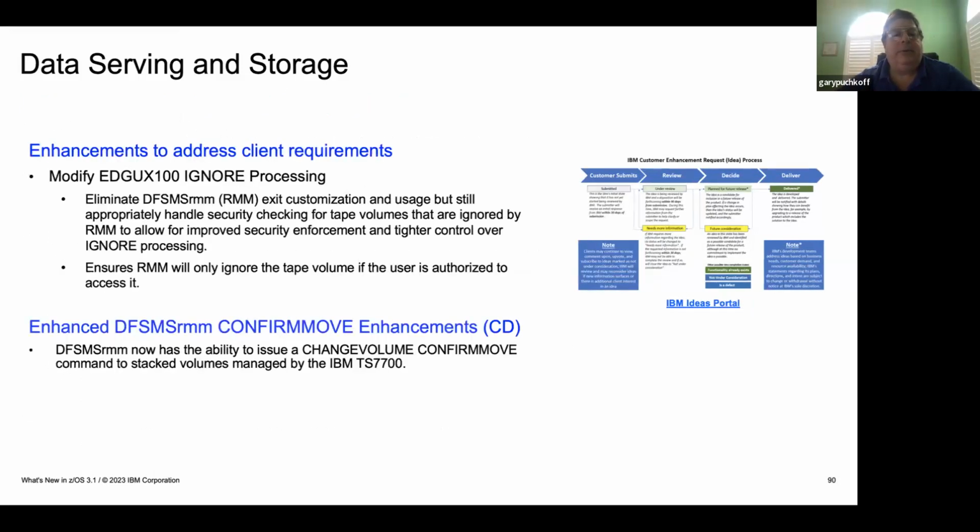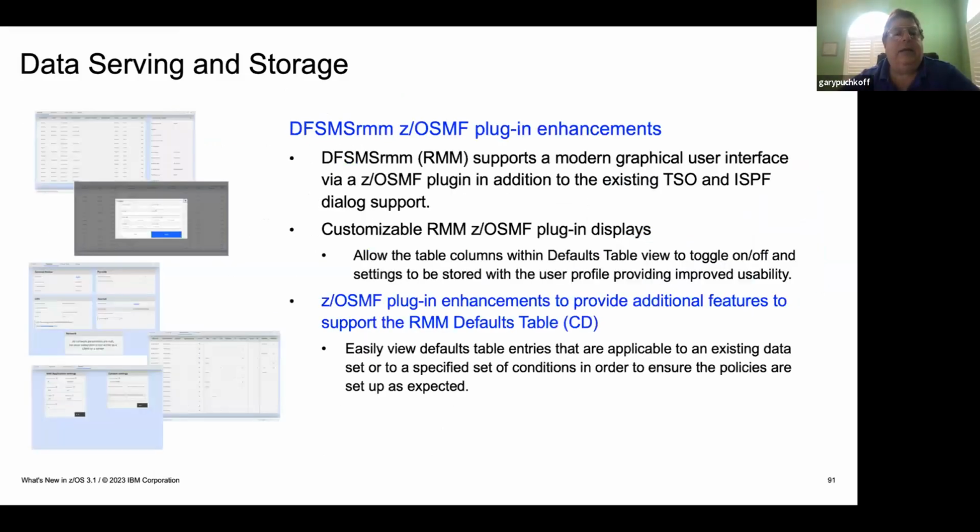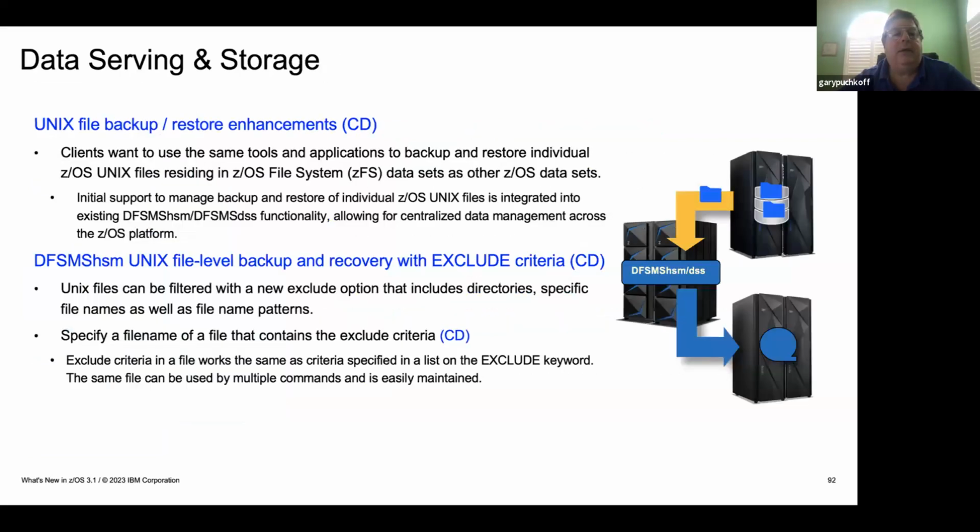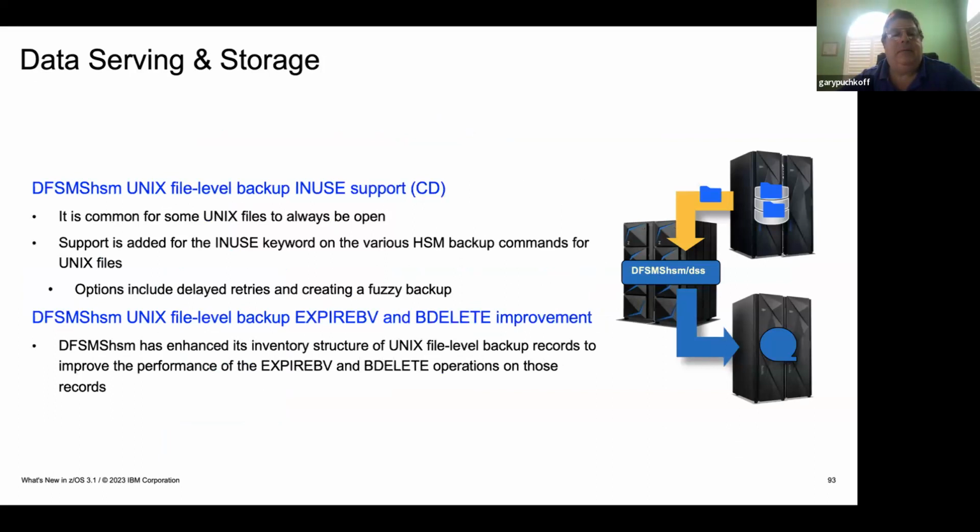RMM has some improvements to their component, including improvements around change volume. And they have a zOSMF plugin now that also includes the RMM defaults table information. Unix file backup and restore enhancements have been made. And then you can also now exclude files, and you can exclude files given a file of files, should you choose to do it that way. You can back up in use Unix files, which is good because most Unix files kind of stay in use for a long time.